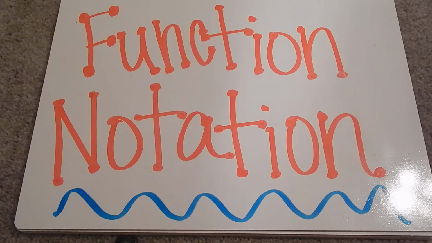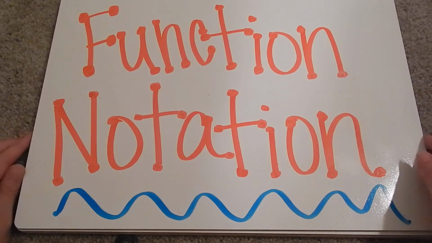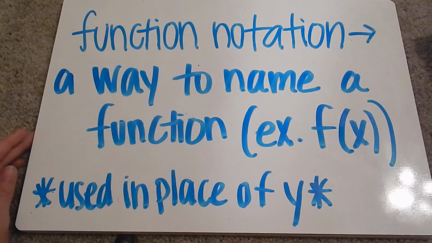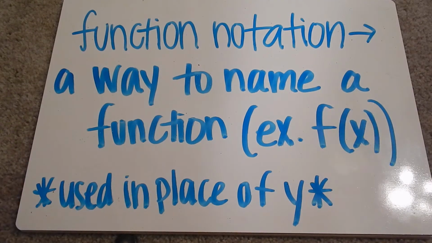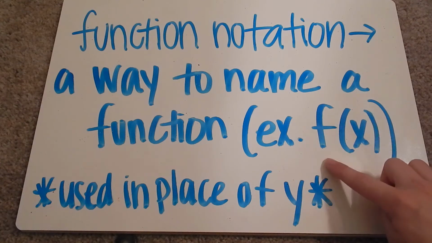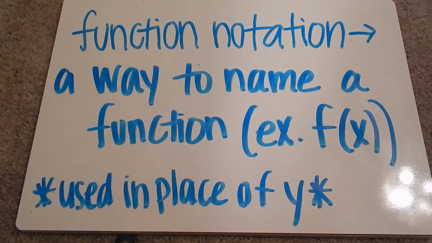Today's lesson is over function notation. Let's start out by describing what function notation is. The way I think about it is function notation is just a way to name a function. That's why it's useful. It's usually used in place of y, so instead of writing y equals, you would write something like f of x equals, and that's how you pronounce f parentheses x.